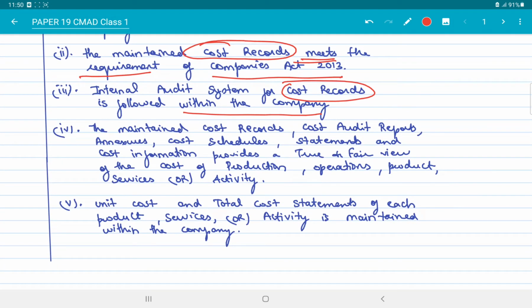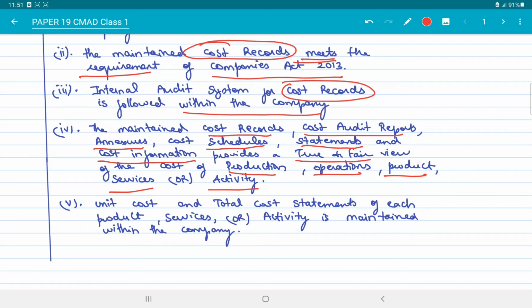And whatever maintained cost records, cost audit reports, annexures, schedules related to cost, statements, and other cost information, you need to ensure it provides a true and fair view of the cost of production, operation, product, services, or activity. So it is an important duty of whose?